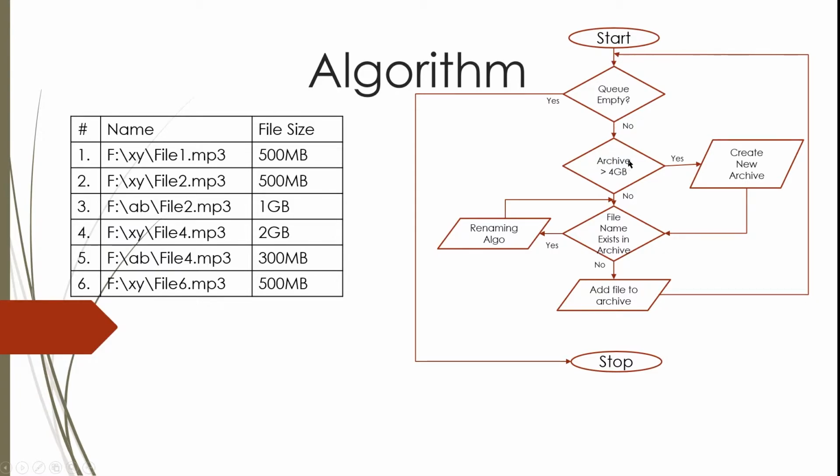And say, for example, if our archive at this point is greater than 4 gigabytes, then we'll have to flush out our current zip file and then create a brand new archive and continue the whole process until our queue is empty. So let's go to our program and see how to create this.